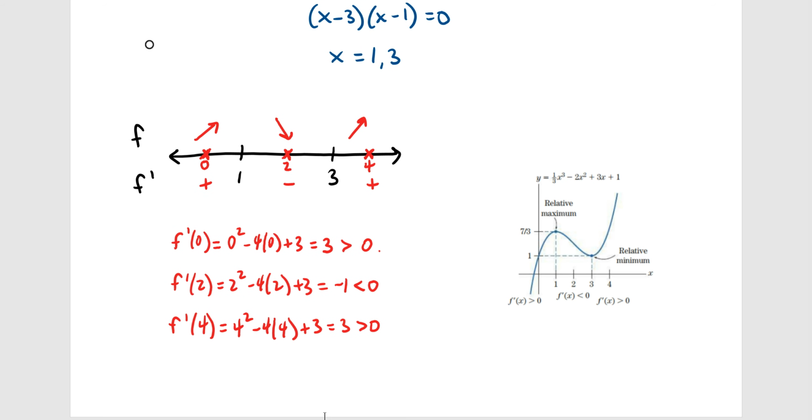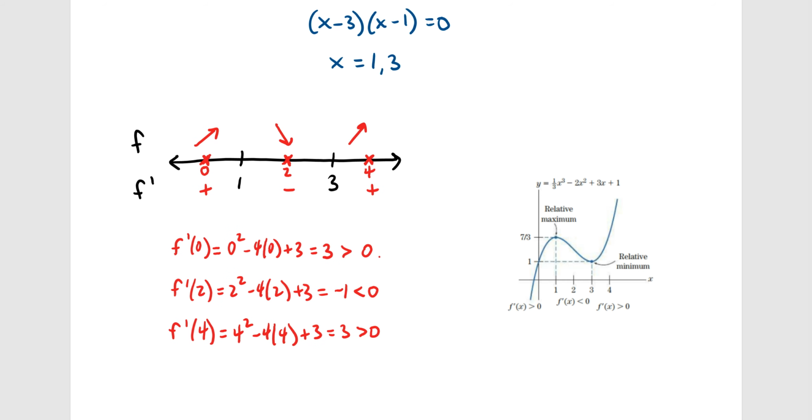Okay, so we know that we are going to have a relative maximum at x equals 1 because it changes from increasing to decreasing, and we know we're going to have a relative minimum at x equals 3 because it changes from decreasing to increasing. So let's just figure out their y coordinates real quick, f of 1 and f of 3.